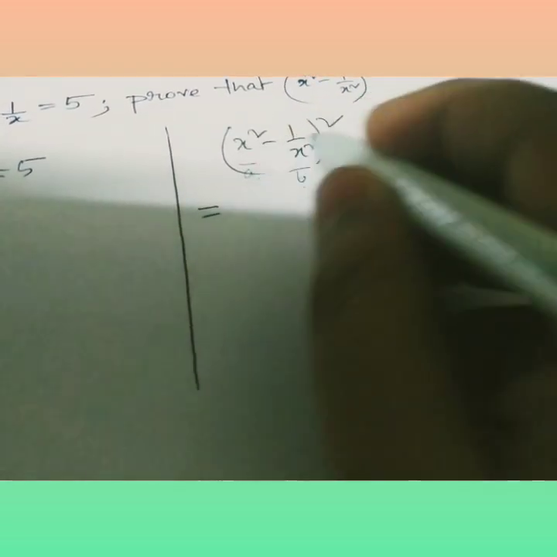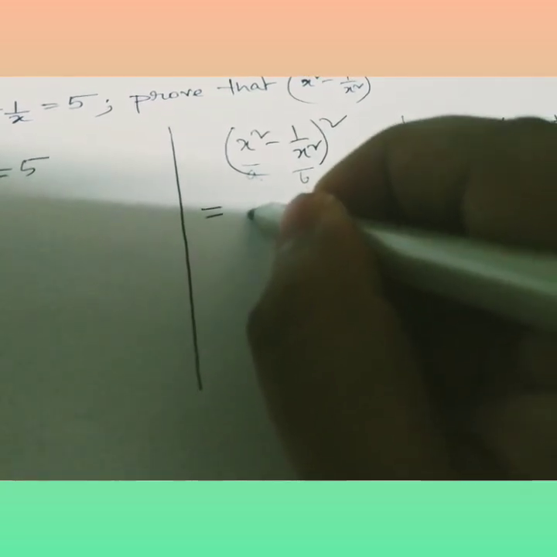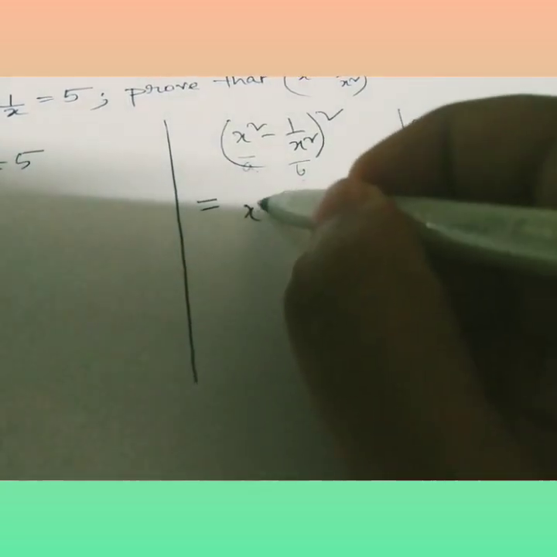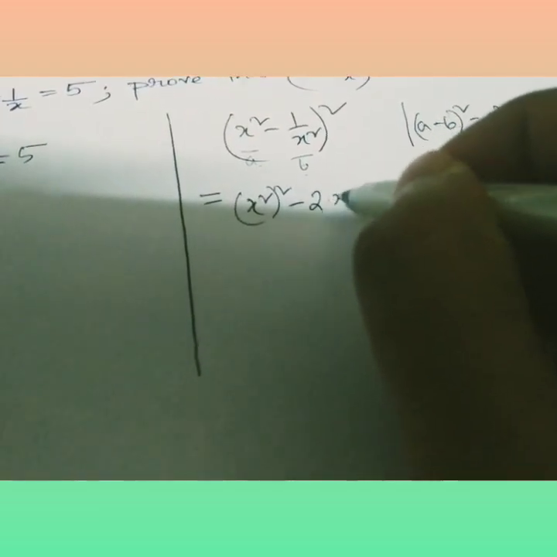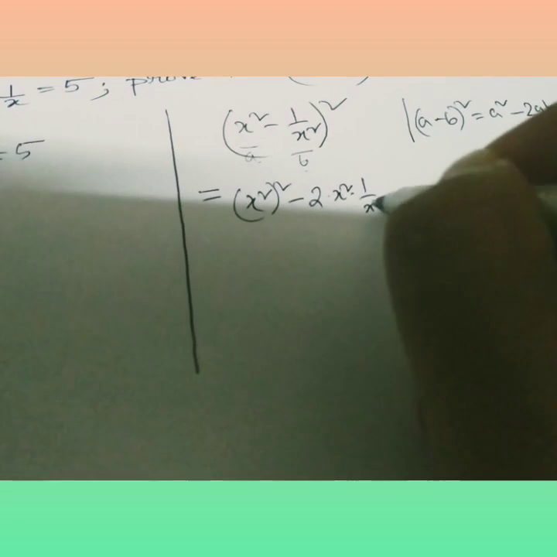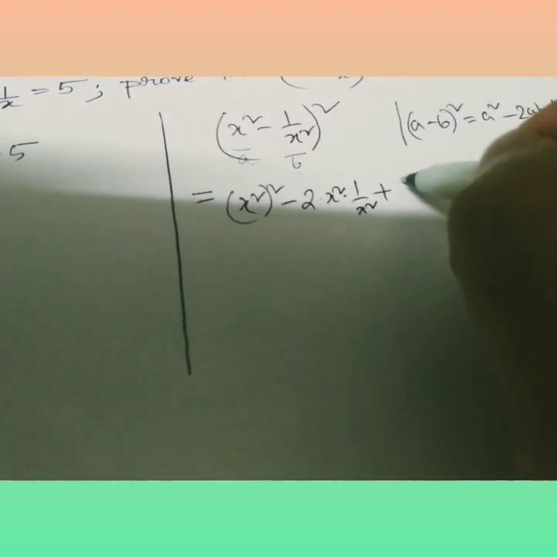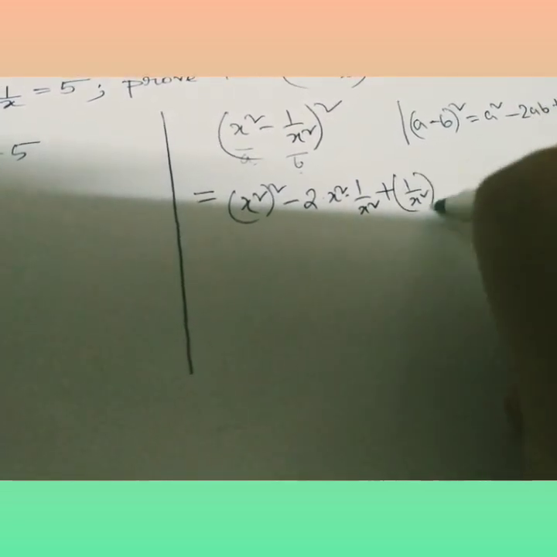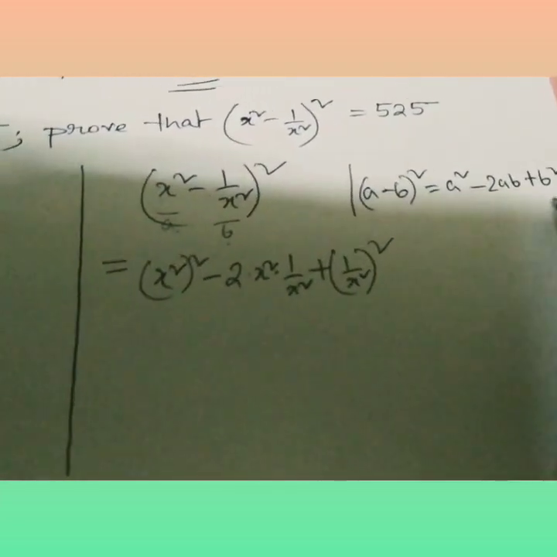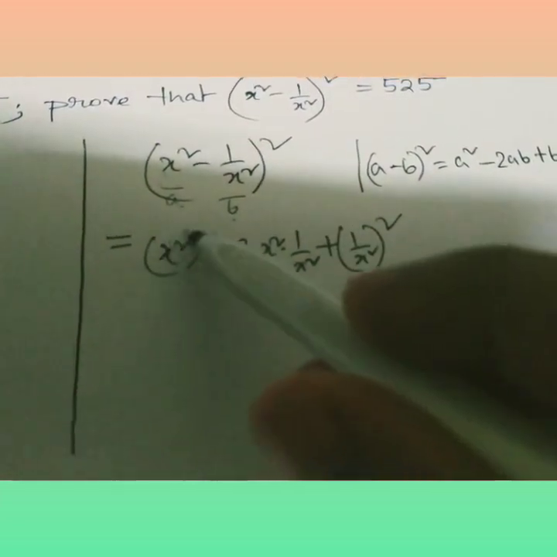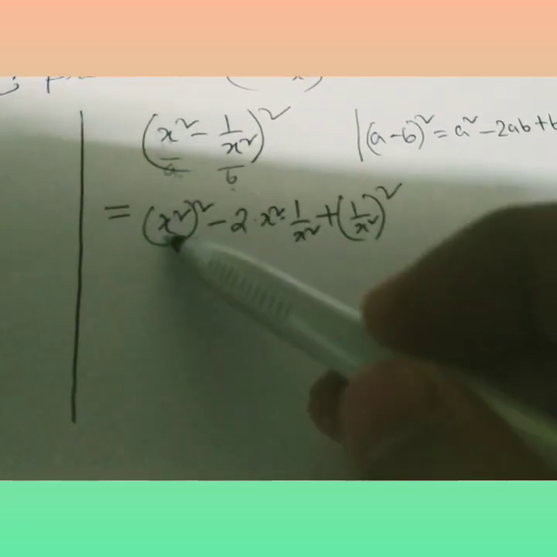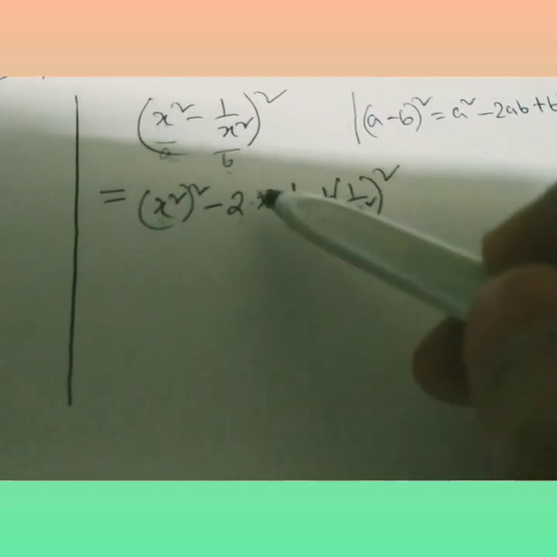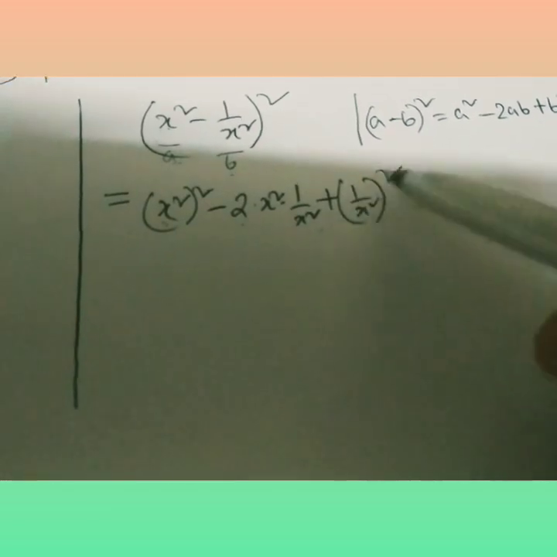So let's say x square minus 1 by x square whole square can be written as a square, that is x square whole square, minus 2 into x square into 1 by x square, plus 1 by x square whole square. If you just compare with this formula, I've just written it the same way. Over here x square I have considered to be a, so a square minus 2ab plus b square. So b was 1 by x square.